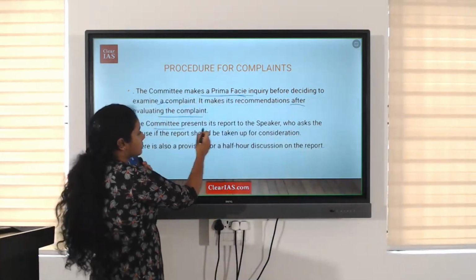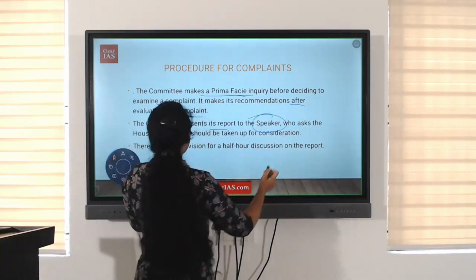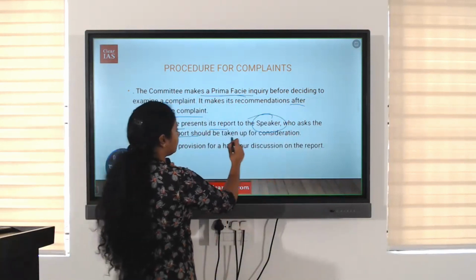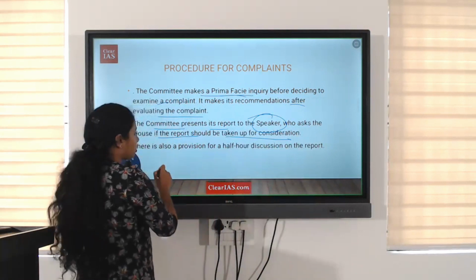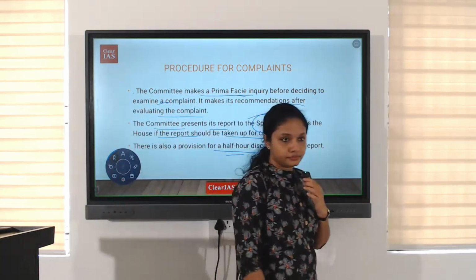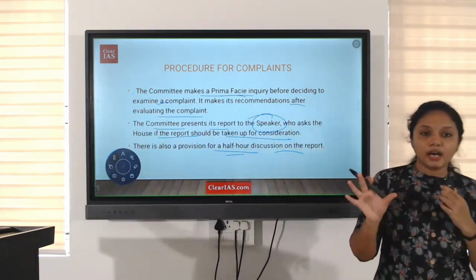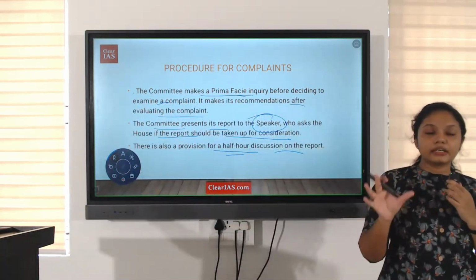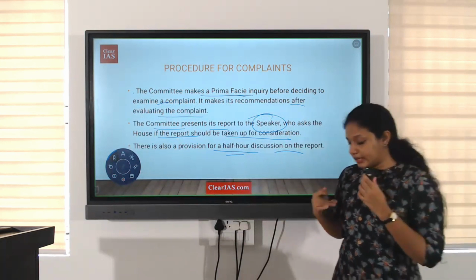Then the committee presents its report to the Speaker, who asks the House if the report should be taken for consideration. There is also provision for a half-hour discussion on the report. This is how it works if we give a complaint to the Ethics Committee.